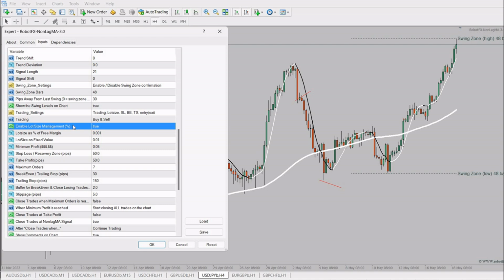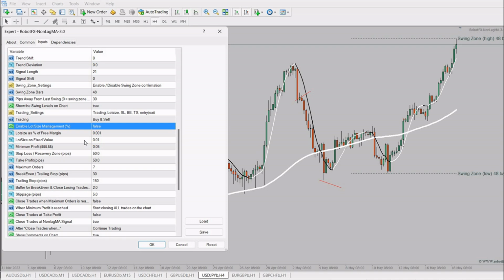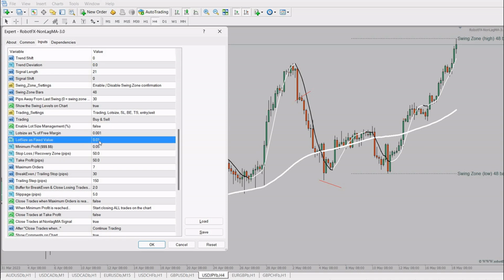Next option is to enable the lot size management, and by setting it to true, it means that the Expert Advisor will open the first trade, if there will be more to come, such as hedging or martingale, based on the percentage of the free margin, and the percentage you have to enter right here. So 1% is 0.01, and I suggest you decrease this and make sure that it is a lot size that your account supports. However, you can also set this to false, and in this case, the Expert Advisor will use a lot size as a fixed value that you will enter right here. 0.01 obviously is 1 cent.